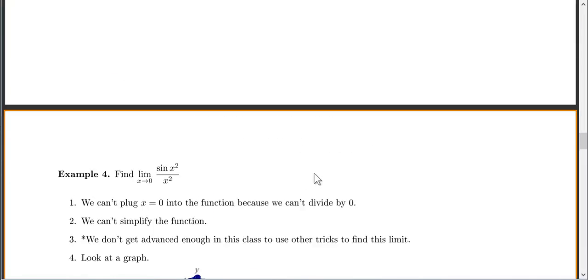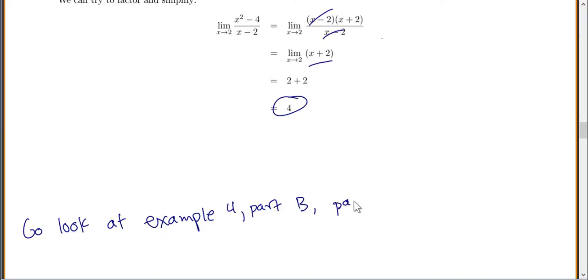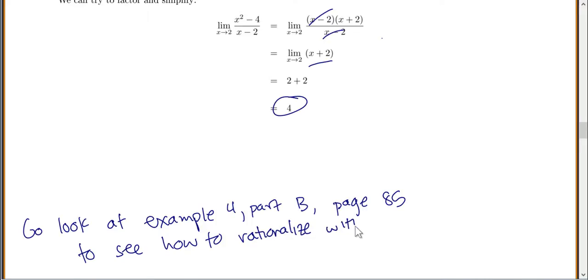Oh, and I forgot to say, after example 3, go look at example 4, part B, on page 85 to see how to rationalize with square roots.